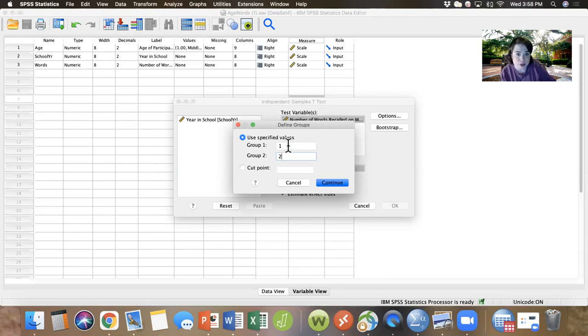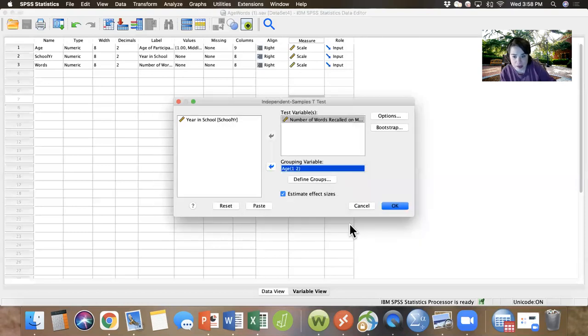If you click on that, that'll tell you which number corresponds to which level. And again, these numbers are totally arbitrary, so you could put 3 for middle schoolers and 4 for undergraduates. You could put 0 for middle schoolers and 1 for undergraduates. The numbers themselves don't matter when we're talking about categorical variables. Okay, so I'm going to go ahead and click continue, and that will set our numbers for our grouping variable for SPSS. And then I'm just going to click OK.